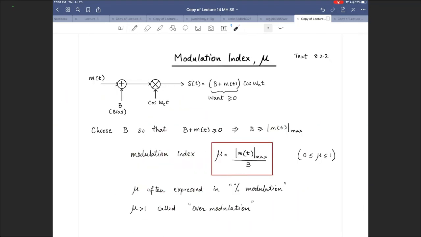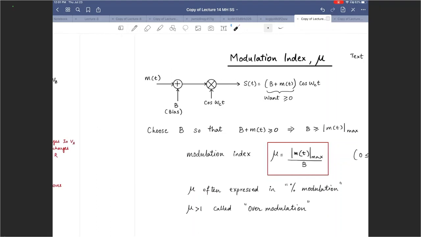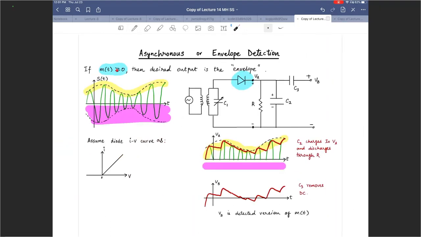Now let's talk about, in the asynchronous detector, we wanted that message to be greater than or equal to 0. M of t has to be greater than or equal to 0. In other words, this dashed line cannot go below 0 here. It cannot cross over the horizontal axis, because otherwise there will be a phase reversal in the carrier. We don't want that to happen if we use asynchronous detection.